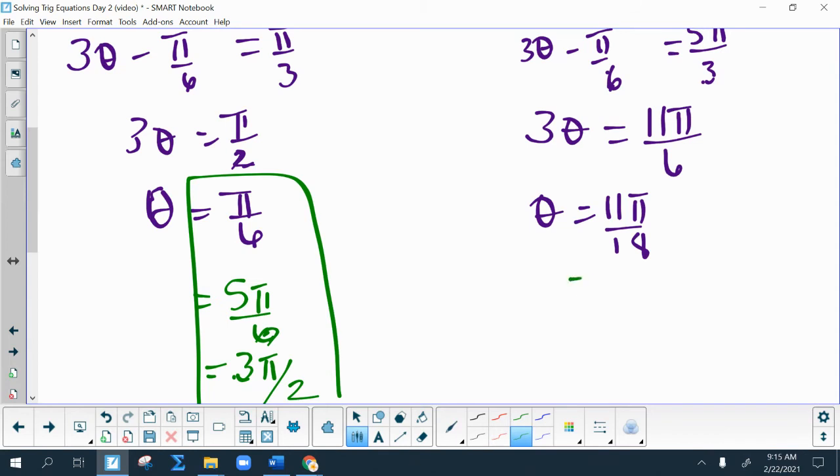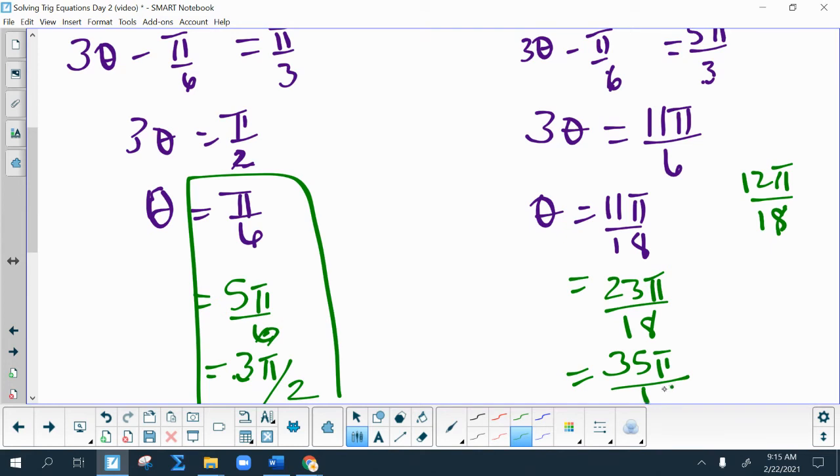And then on this side, when I add 2 pi over 3 on, and if it helps you, write it with a common denominator. So that would be 12 pi over 18. So the first answer here would be 23 pi over 18. And then again, that would be 35 pi over 18. And think about what happens if I try and add another 12 pi over 18 onto that one. That's going to go outside of the 2 pi window. And the same thing over here. If I add 2 pi over 3 onto this, it's going to go outside of the window.